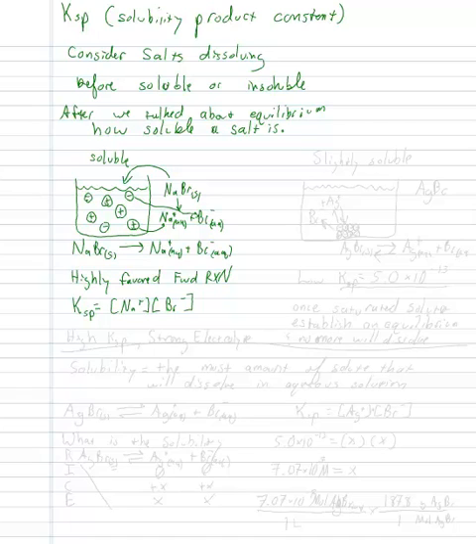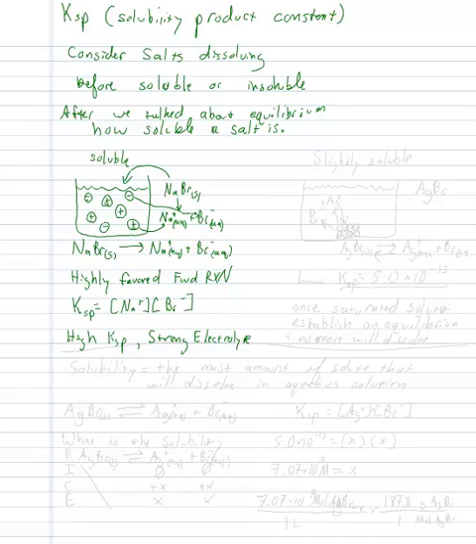So this will have a high constant since it's mostly dissolving. What they call this is a strong electrolyte, where you have a lot of salt dissolving.